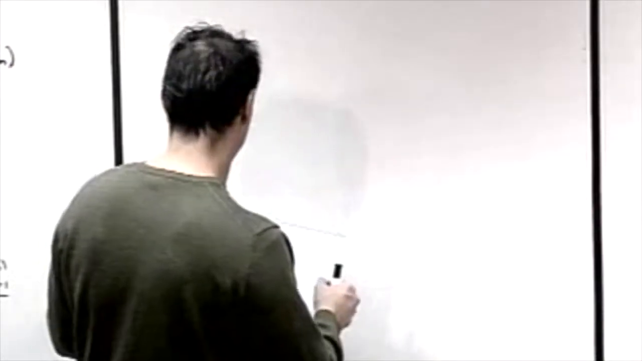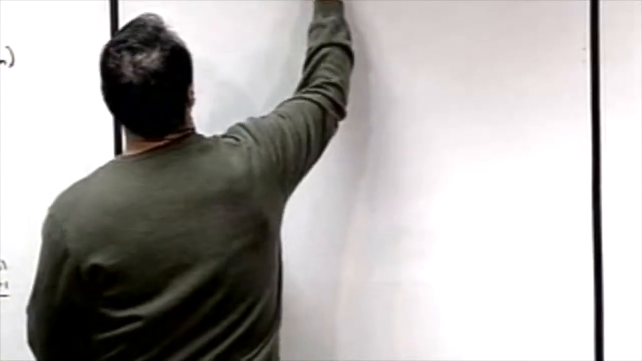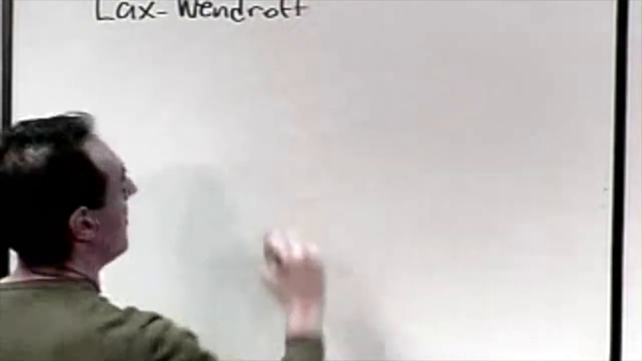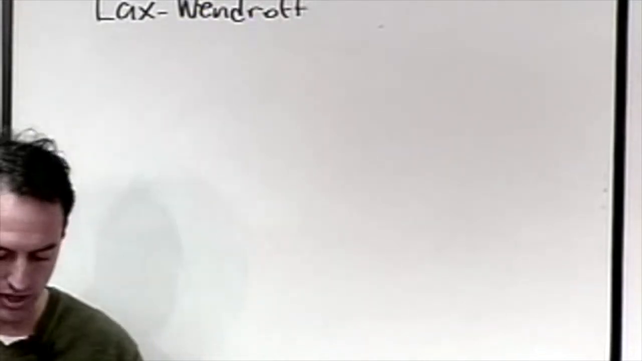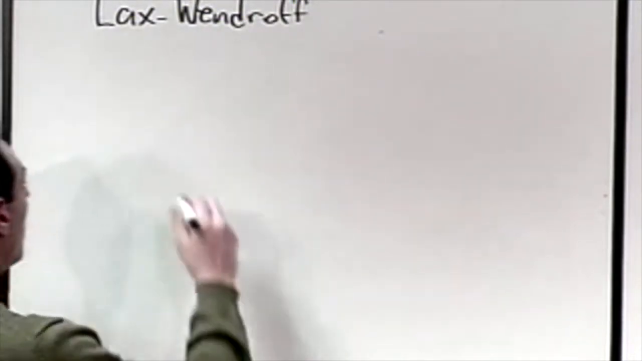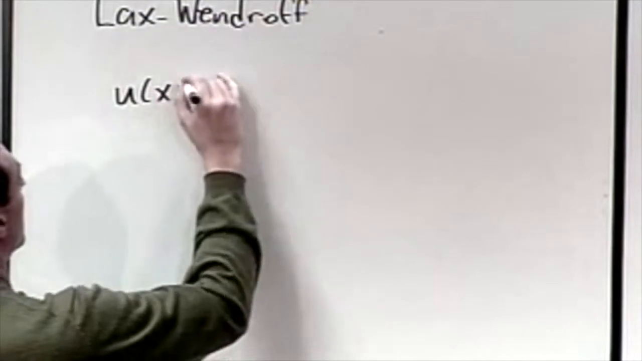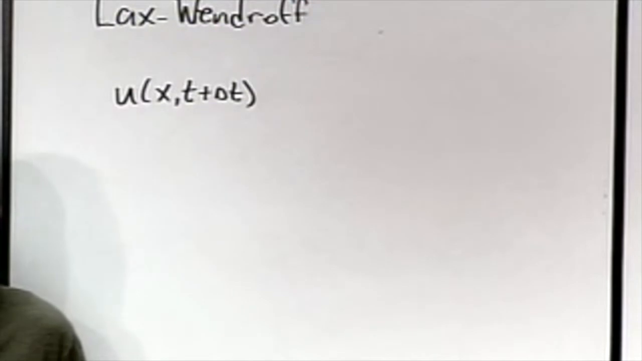Another one I want to talk about is what's called Lax-Wendroff. In some sense, this is really just a clever trick, but it's really nice because it gives you a good way to think about this problem. Think about u at t plus delta t. Without doing anything with discretization, I just want to do a Taylor expansion of this around t.